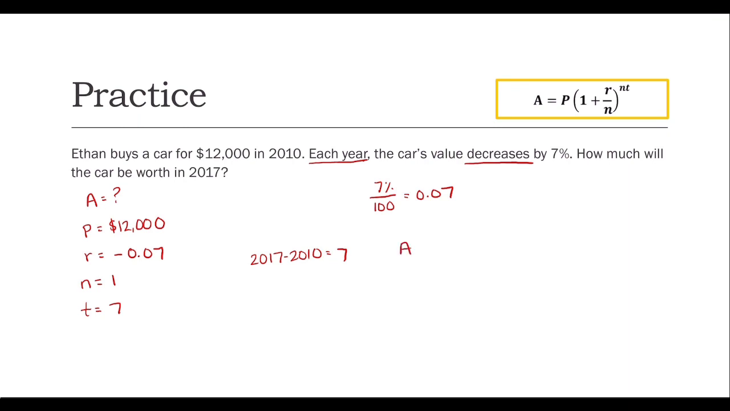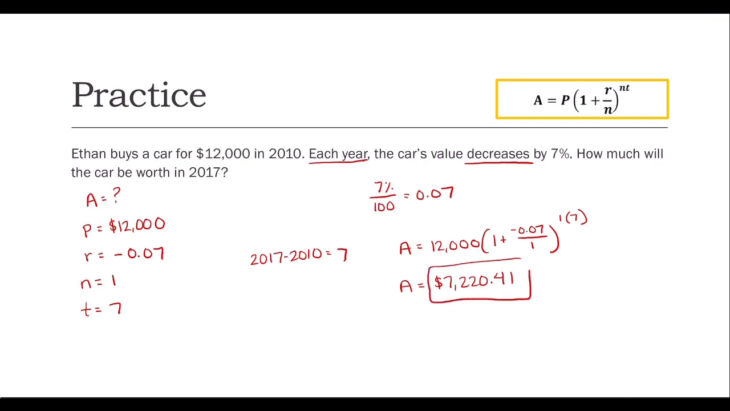So we have A equals our principal, 12,000, times 1 plus our rate, which is negative 0.07, over the number of times, 1, to the number of times, 1, times T, which is 7. When we enter that into the calculator, we see that the final amount that his car is worth in 2017 is $7,220.41. So that's what the car is worth.